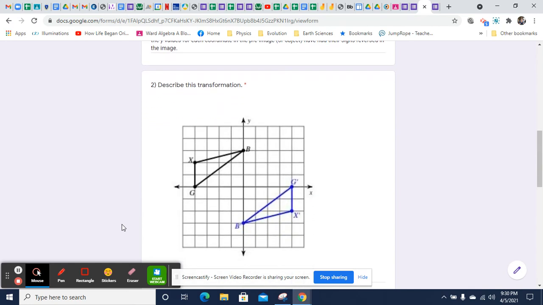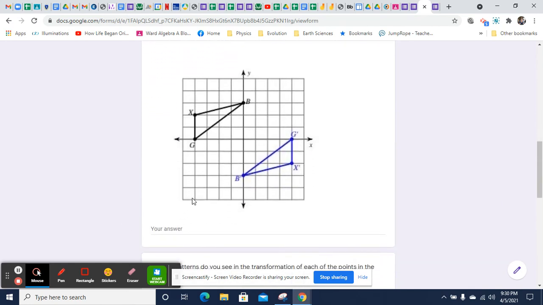Now let's consider this transformation. So notice that G and G prime have sort of traded positions. This is sort of flipped both. The x is now on the opposite side, but B and G prime are on the opposite sides. This is a rotation.